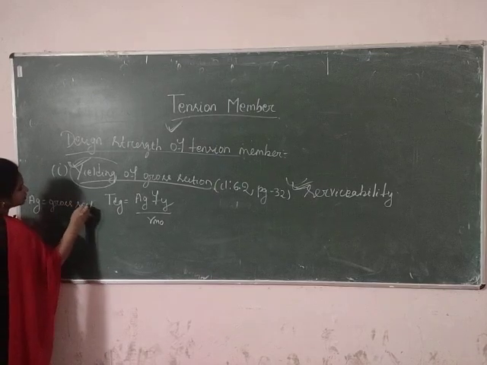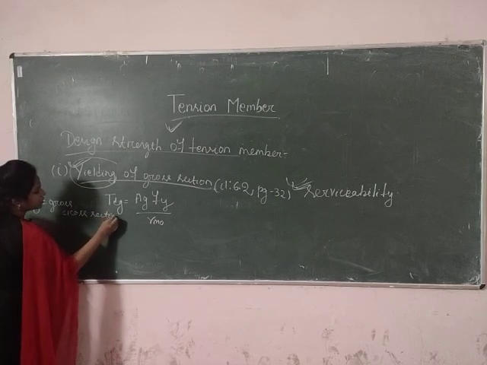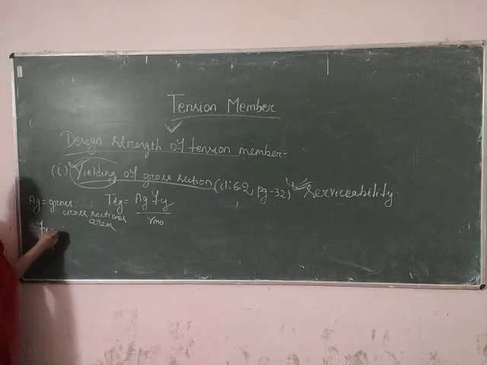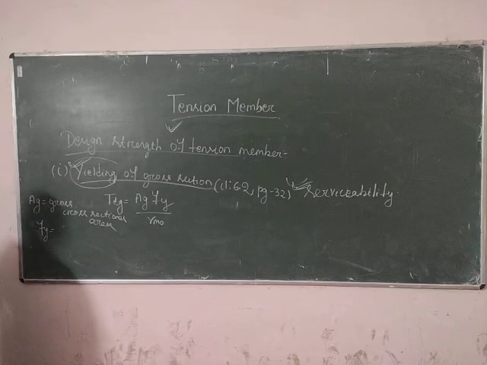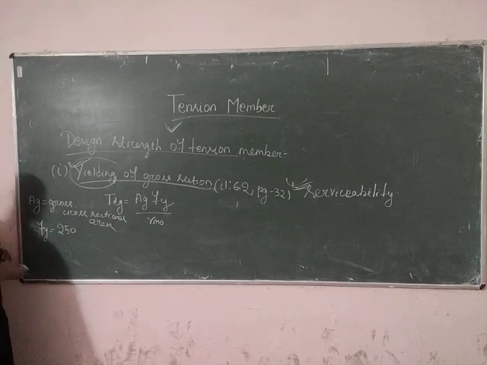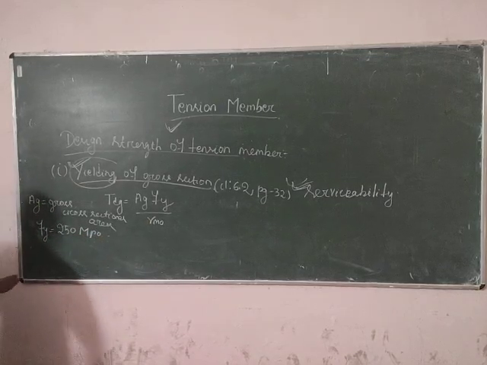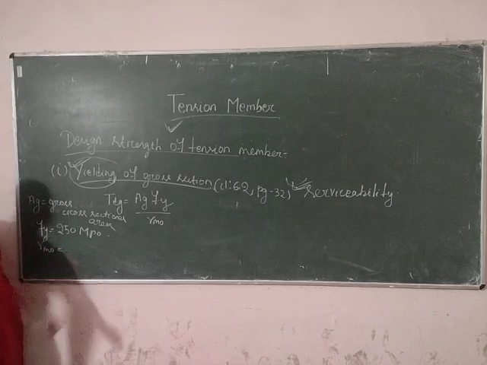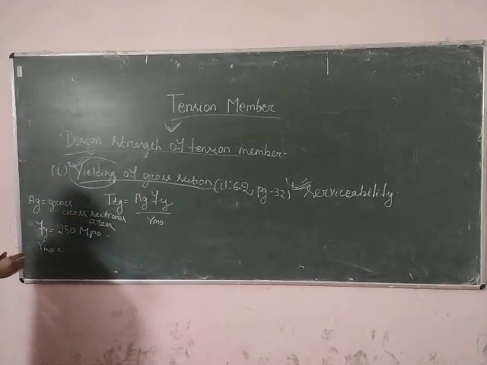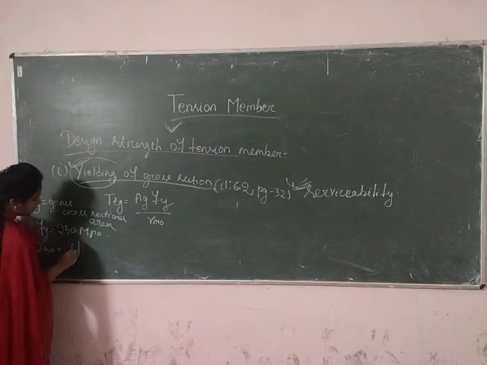Okay. Gross cross sectional area. Fy is the yield stress of the material. For Fe410 steel, the yield stress is generally 250 megapascal, that is in Newton per mm square. Then next come to gamma m naught. Gamma m naught is the partial factor of safety for the failure by yielding. And that value you can get from table number 5, and that value is generally 1.1.